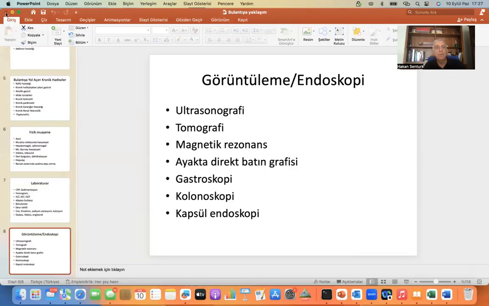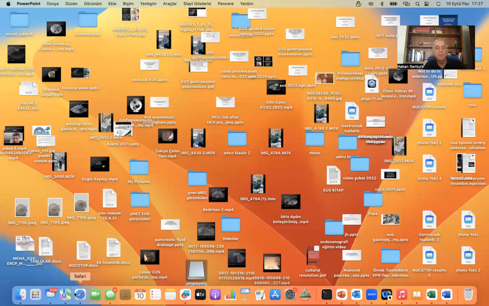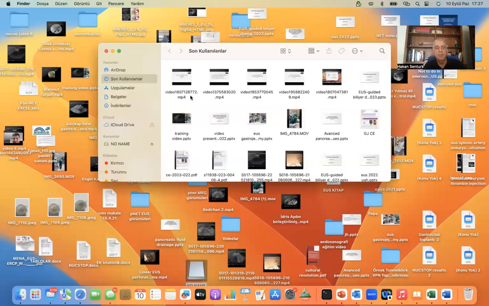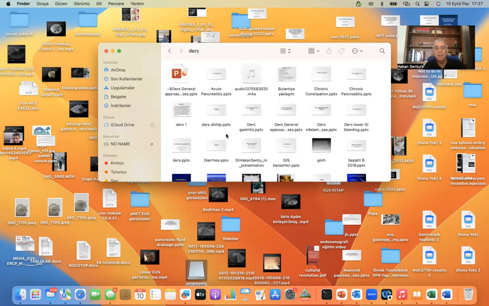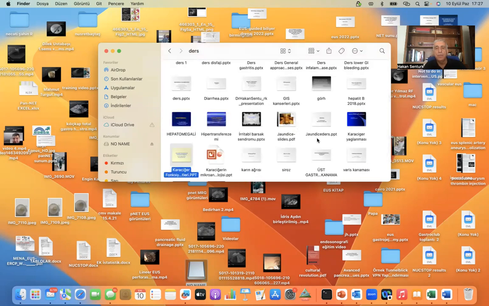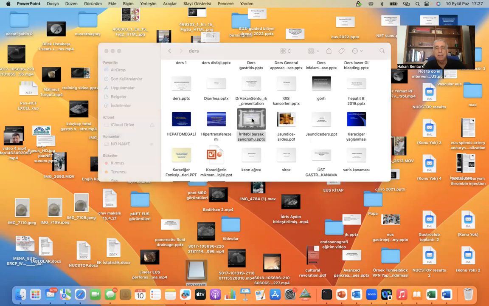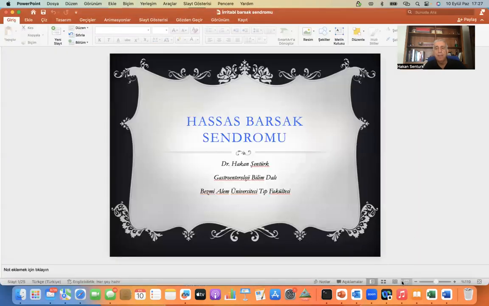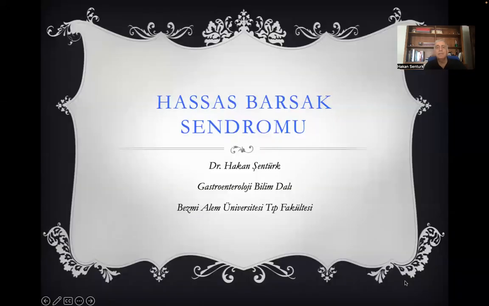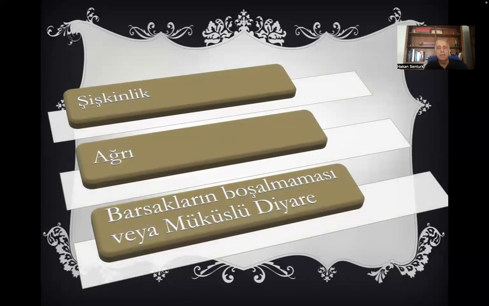Now we turn our attention to irritable bowel syndrome. You remember, I have told you that there are some functional gastrointestinal diseases. Irritable bowel syndrome is the most frequent one of these, and this is an intriguing disease, difficult to manage. The slides are again in Turkish, but I am going to tell you in English. It is characterized by bloating, abdominal pain, and difficulty in defecation, or the opposite, diarrhea.